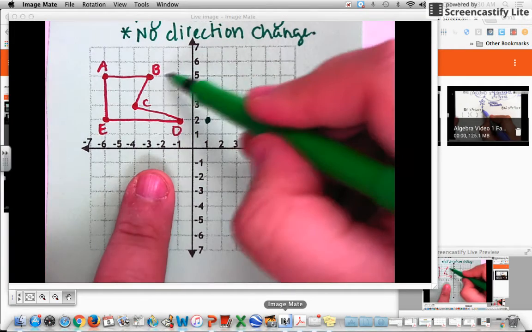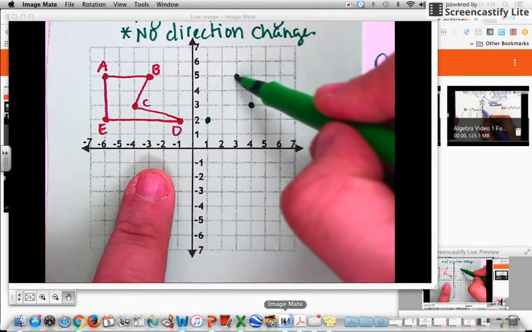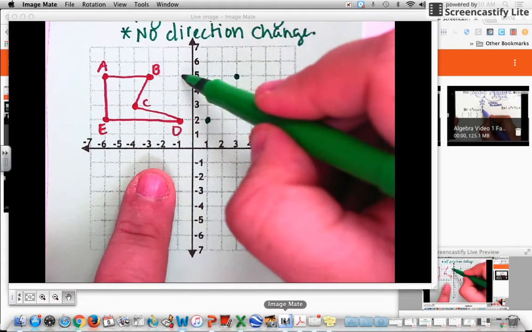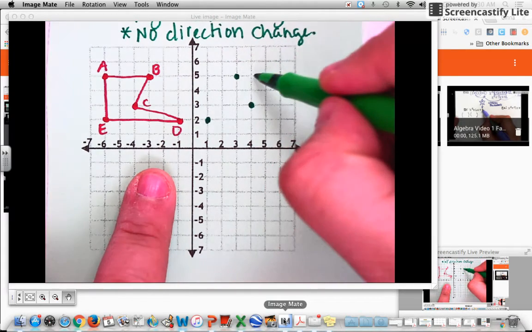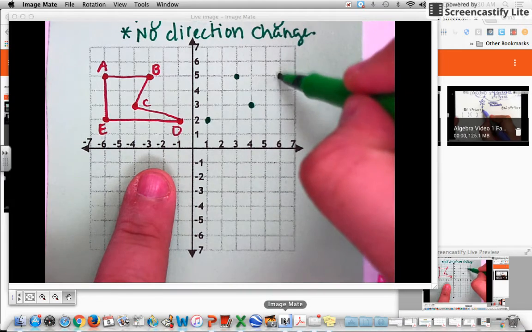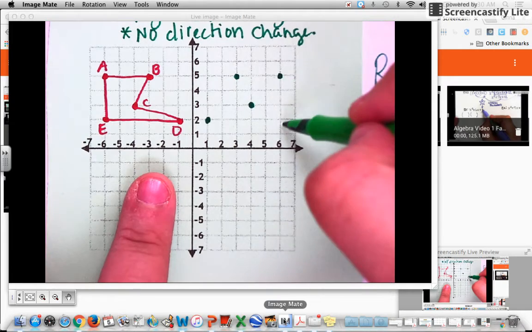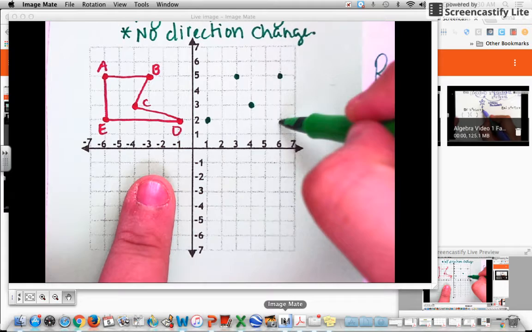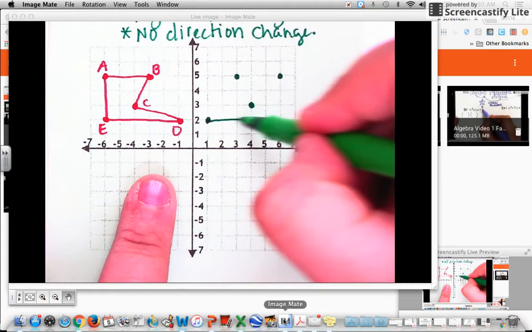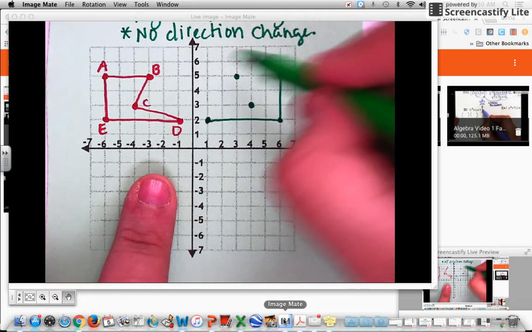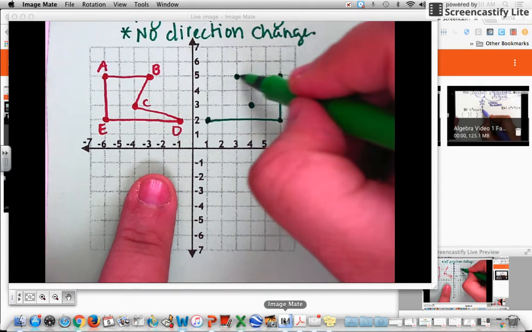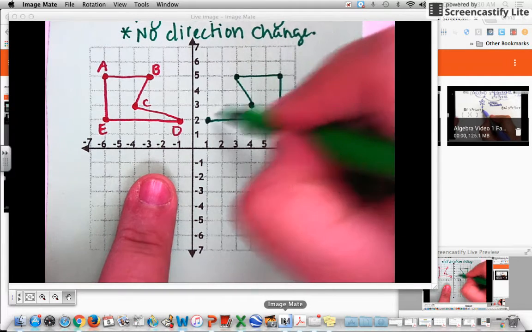This one should be 3, 1, 2, 3. And then this one should be 3, 4, 5, 6. And then the last one should come straight down and it's on the same level as the D. So at that point, you can connect your pieces and you can see that it is a reflection. And I guess I got to go this way and this way and this way.